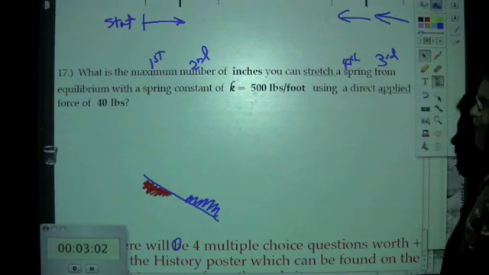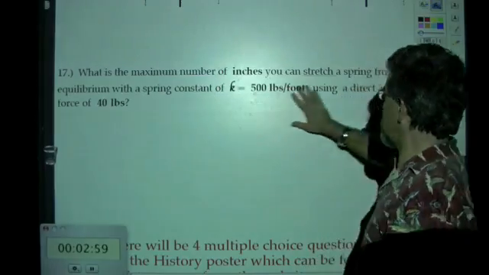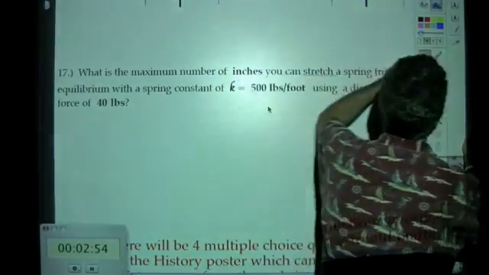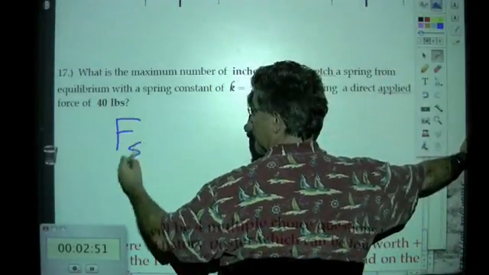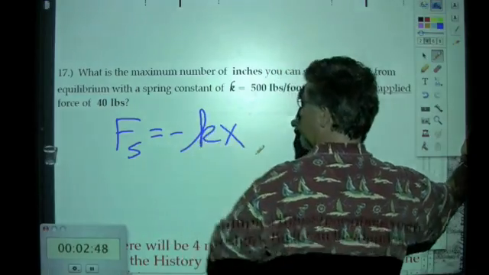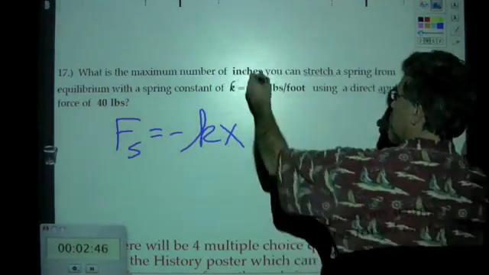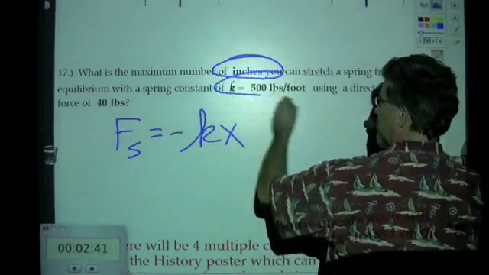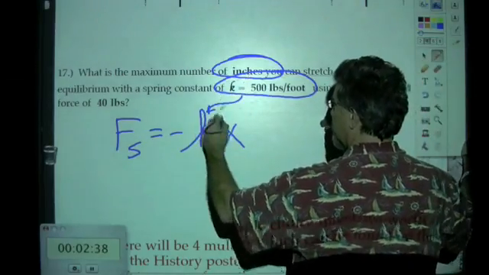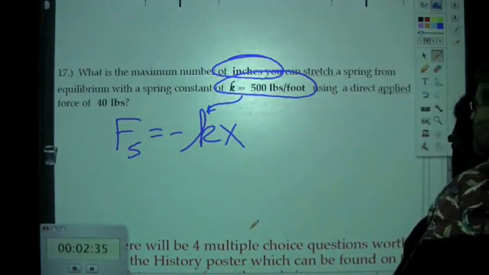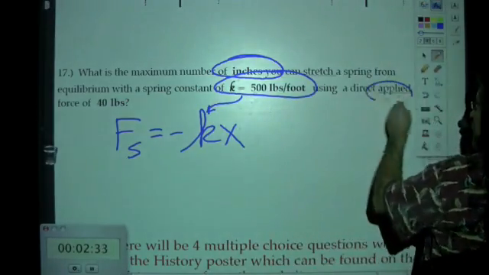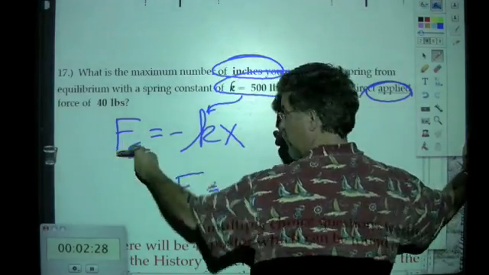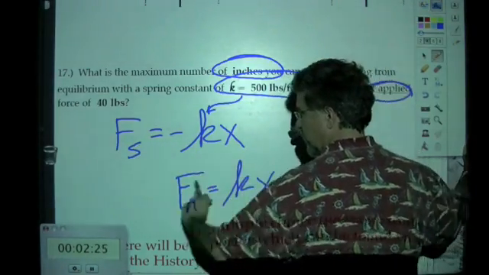All you've got to do here is probably just, it looks like it's just using Hooke's law. So we have Fs equals negative Kx, and it's a matter of plugging and chugging. What's the maximum number of inches you can stretch a spring from equilibrium with a spring constant of, and then, okay, they're going to give some crazy units, it looks like. 500 pounds per foot using a direct, it says applied. So I'm not going to use this, I'm going to say Fa, because it's applied force. Fa equals Kx. That's what we actually graphed.